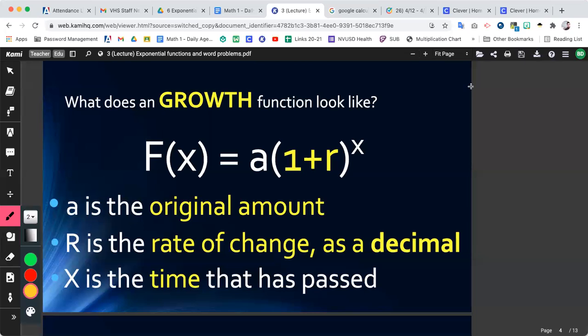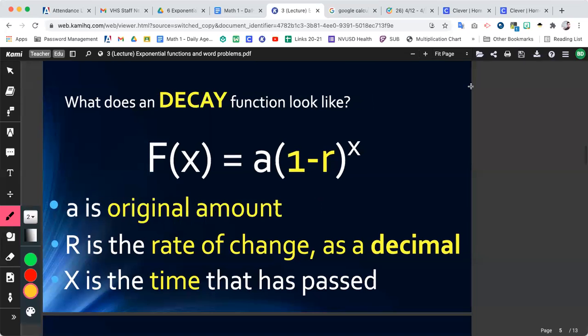What do you think the only difference is in the decay formula? So what would be the only difference in the actual formula? There you go. So because decay is about things decreasing or depreciating or losing effectiveness, the formula is pretty much exactly the same, except now we have a 1 minus r in the parentheses.